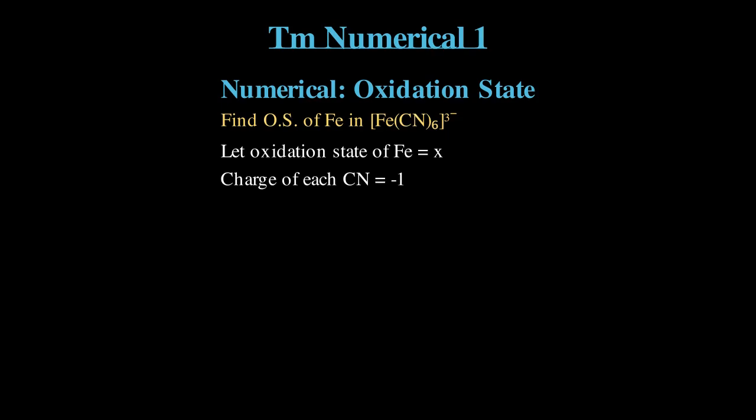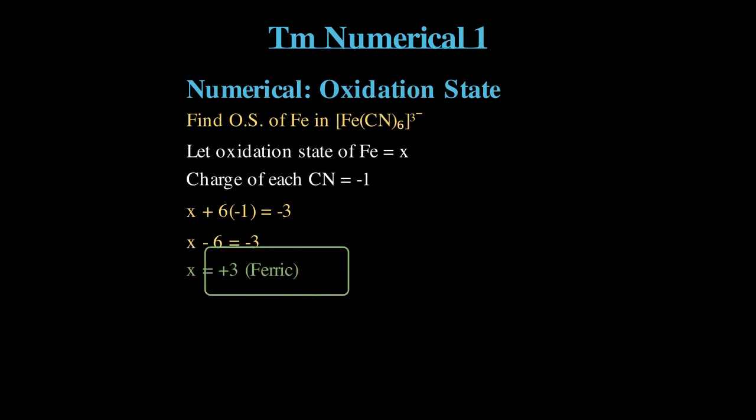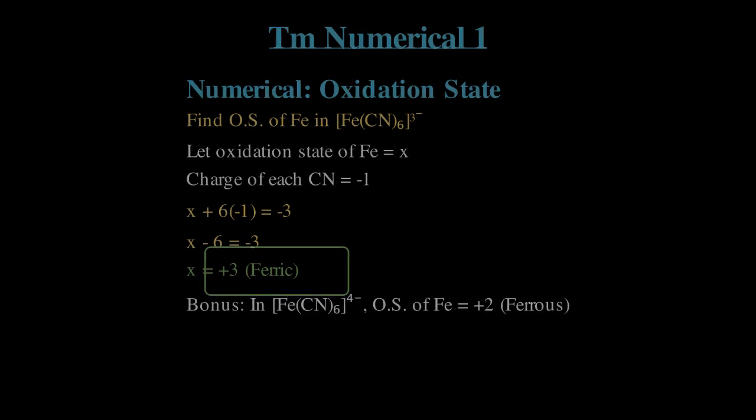So, we write the equation, x plus 6 times -1 equals -3. This simplifies to x minus 6 equals -3. Solving for x, we get x equals +3. So, the oxidation state of iron is +3, which is the ferric state. As a bonus, in [Fe(CN)6]4-, iron would be +2, the ferrous state.